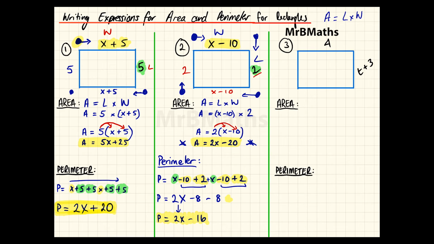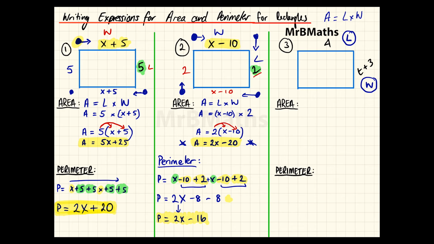Right, so now let's move on to question 3. What I would recommend you do now is pause this and give this one a go. After these first two you should be able to give question 3 a go. Right, so let's look at question 3. This is going to be the length and this the width.